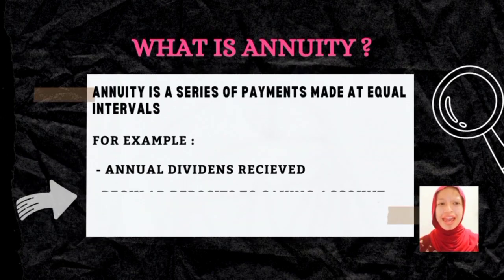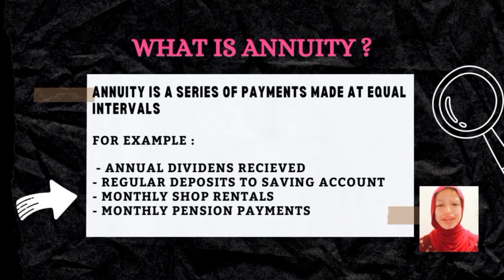What is annuity? Annuity is a series of payments made at equal intervals. For example, annual dividends received, regular deposits to a savings account, monthly shop rentals, and monthly pension payments.